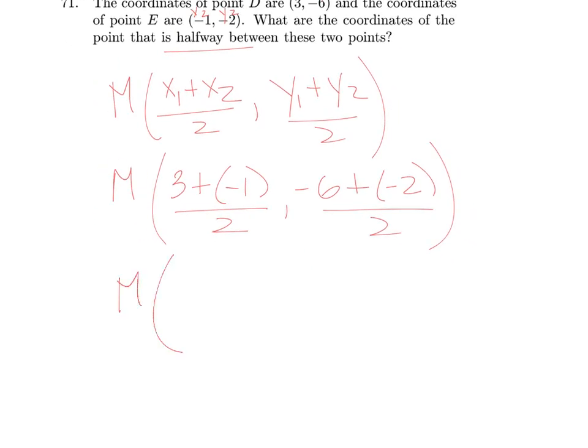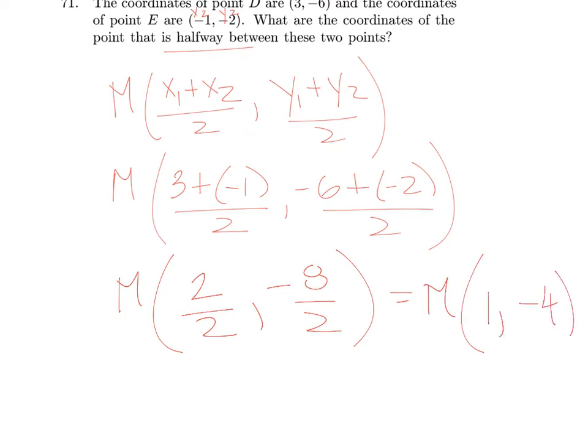And I have 3 minus 1, which is 2, over 2. And I have negative 6 plus negative 2, so negative 6 minus 2, which is negative 8, over 2. So I end up with the midpoint, which is 1, negative 4. Done.